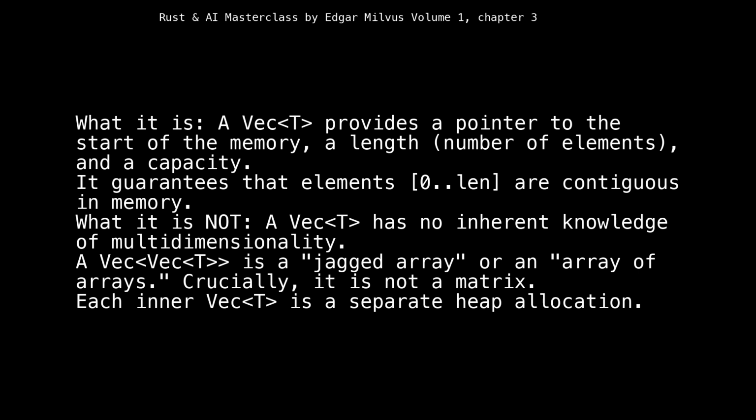What it is: a Vec<T> provides a pointer to the start of the memory, a length, the number of elements, and a capacity. It guarantees that elements 0 to len are contiguous in memory.